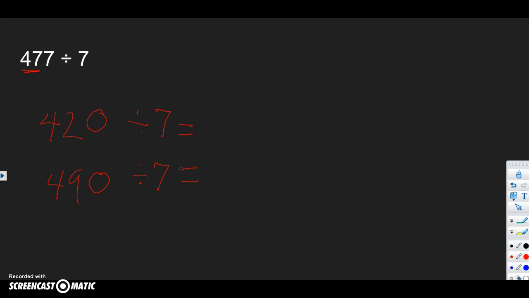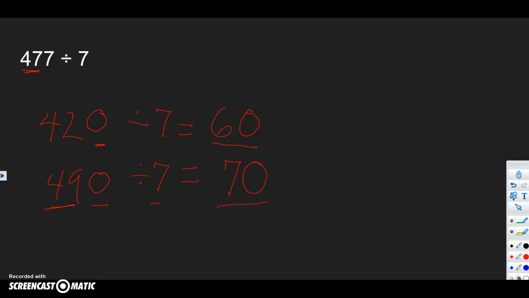So 42 divided by 7, we should all know is 6, and we have this 0 here in the ones place, so we have to annex that in our quotient. And we should also know that 49 divided by 7 is 7, and once again we have a 0 because we were talking about 49 tens, so we have 7 tens for our quotient. So 60 would be an underestimate, 70 would be an overestimate. 70 probably being the better estimate in this situation, since 490 is closer to 477 than 420 is.